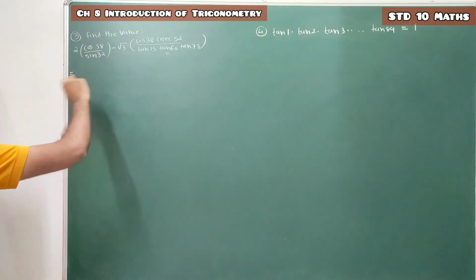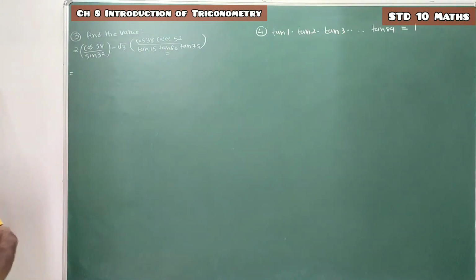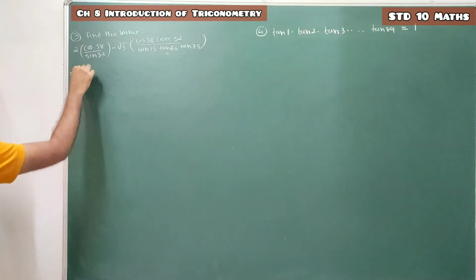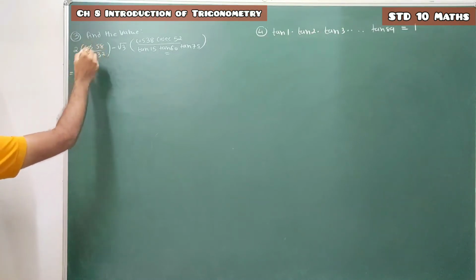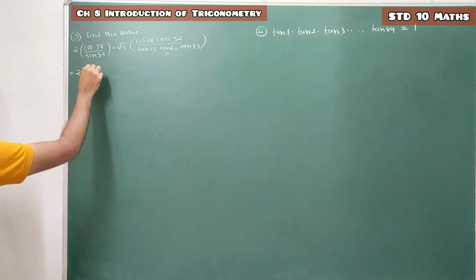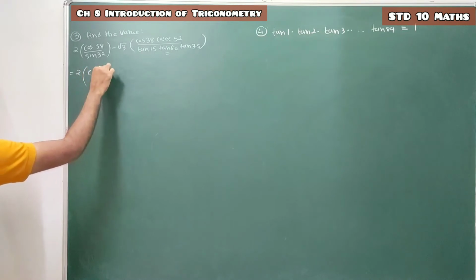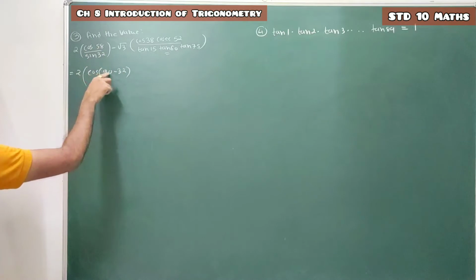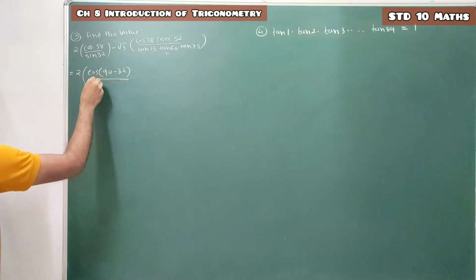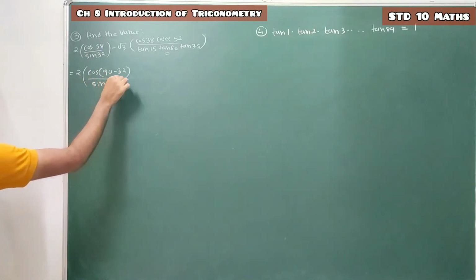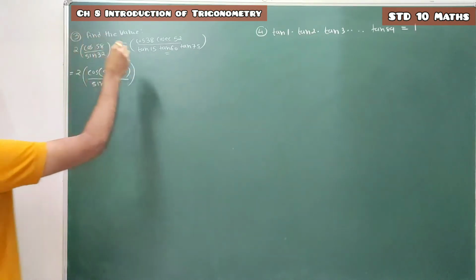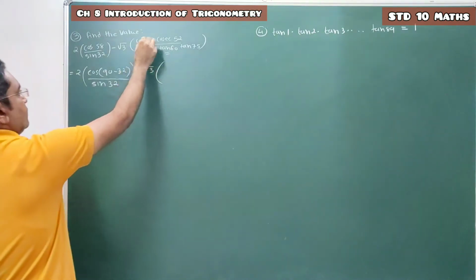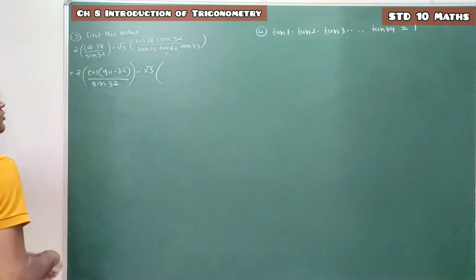So for these trigonometric ratios, we will use the complement of the angle. Now here it's 2 into cos and sin. So here we can replace this cos 58 as cos of 90 minus 32, upon sin 32, because sin and cos are complements of each other, minus root 3 into cosec.